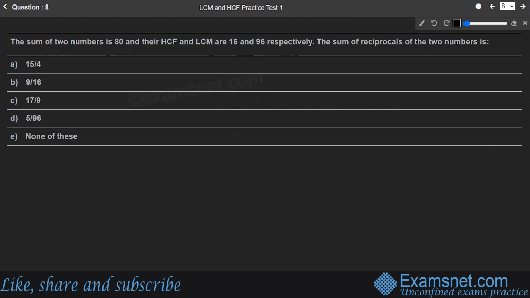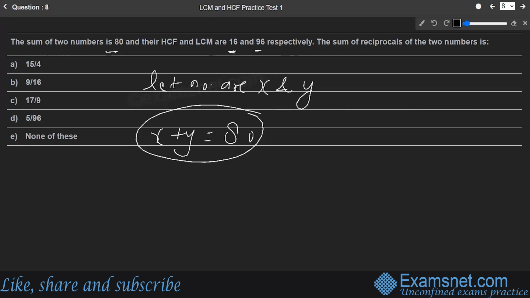The sum of two numbers is 80, and their HCF and LCM are 16 and 96 respectively. Okay, sum of two numbers is 80. So let us assume the numbers first. Let us assume the numbers are X and Y. Clearly he said the sum of two numbers is 80, so we can write X plus Y is equal to 80. This is the first thing that we can write.